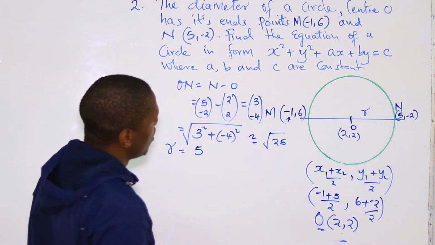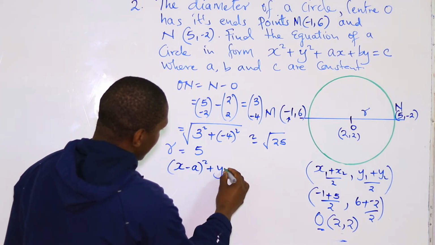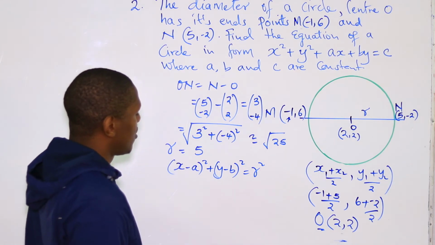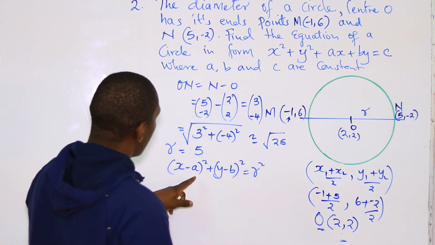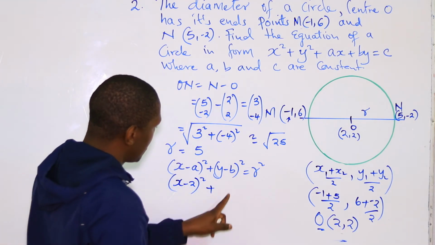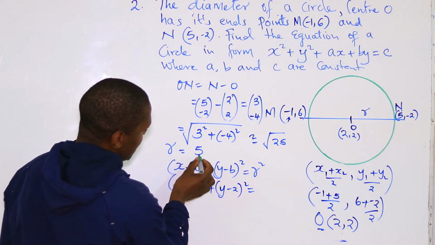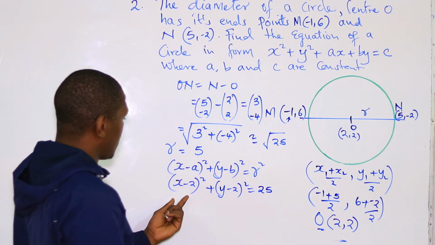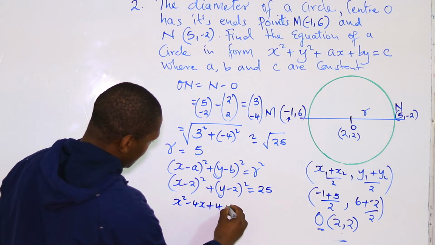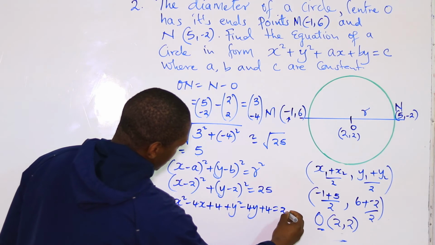That is our radius. So to find the equation of the circle, we have (x minus a) squared plus (y minus b) squared equals r squared, where (a, b) is the center of the circle and r is the radius. Our a is 2, so we have (x minus 2) squared plus, our b is 2, (y minus 2) squared equals radius squared, so that is 5 squared, which is 25. Opening up the brackets, you have x squared minus 4x plus 4 plus y squared minus 4y plus 4 equals 25.